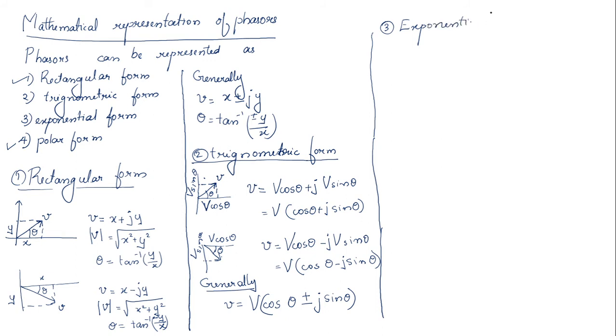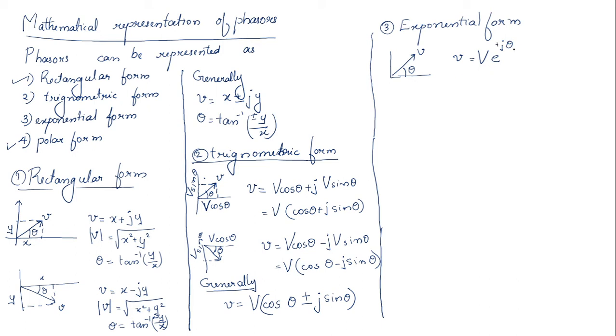Exponential form. Now in exponential form we will represent a phasor which is leading the reference axis by angle theta. We will represent it in the exponential form as small letter v is equal to magnitude into e raised to plus j theta.